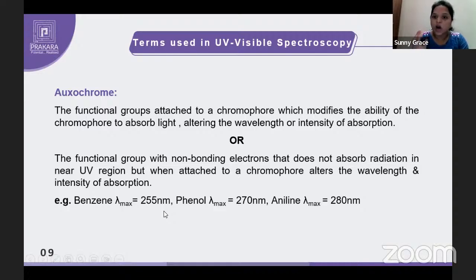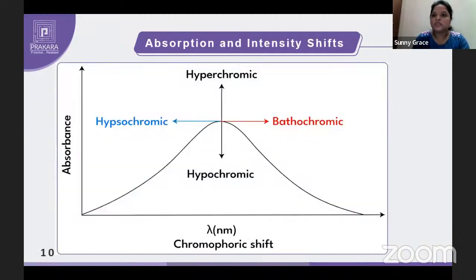Whenever you are having an auxochrome with this chromophore, what happens? You observe a bathochromic shift. In the same way, if it decreases, you can say it is a hypsochromic shift. So that is how the terms are related. These shifts will help us in the structural elucidation of a compound.